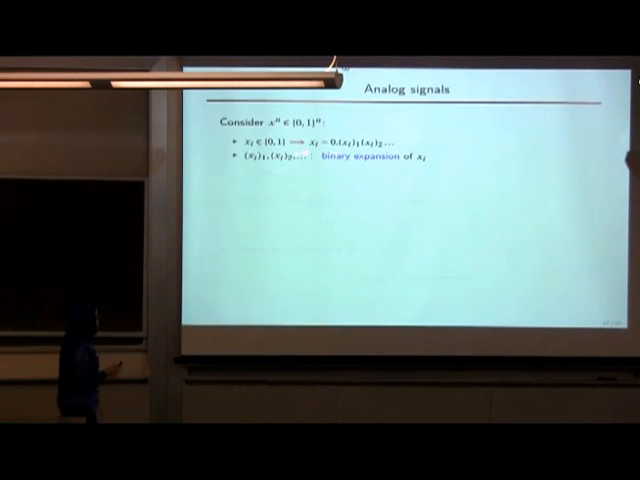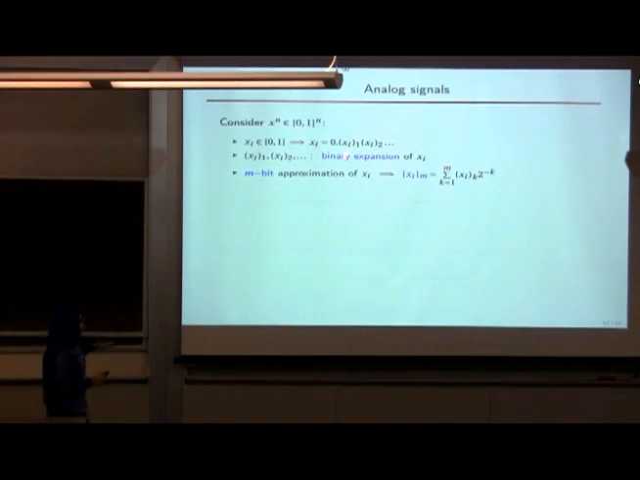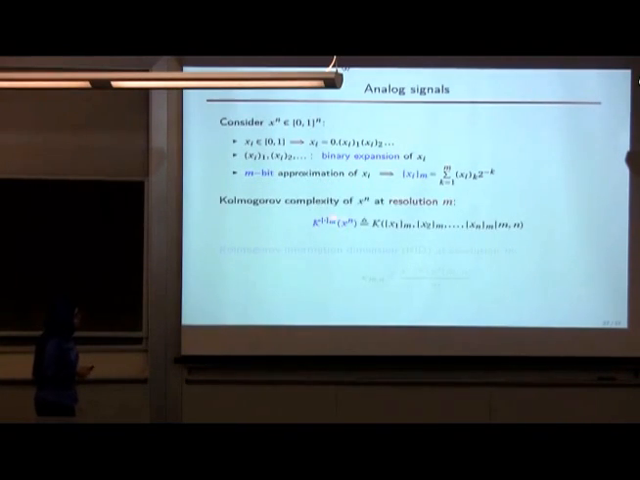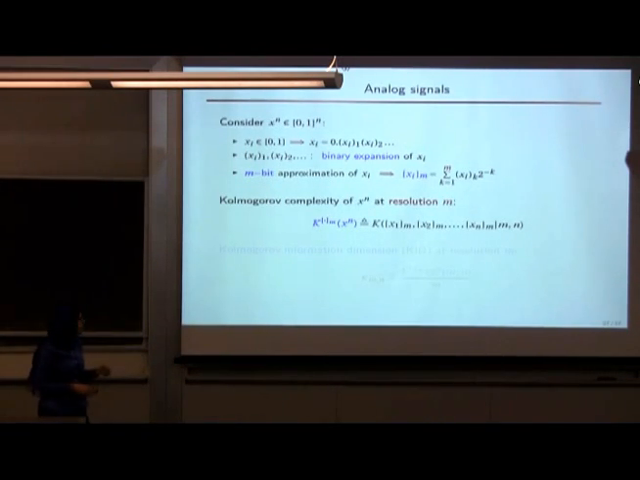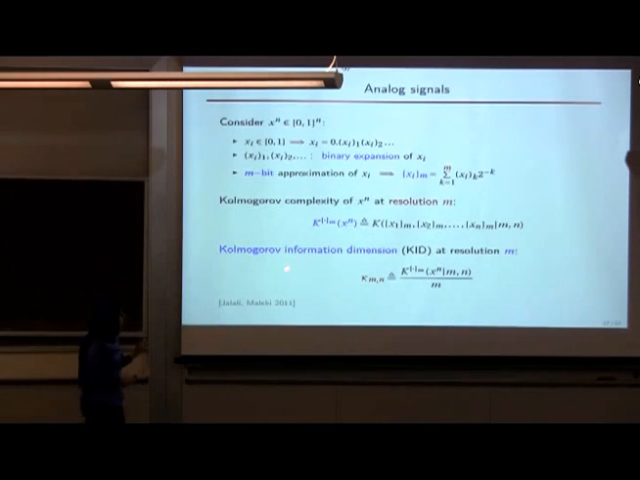Each component in x has a binary expansion, zeros and ones, and we define the m-bit approximation of x_i in this form. I take the first m bits in this binary expansion, the first m important bits. Now, we define the complexity of x^n at resolution m: I quantize every element in x in m bits, concatenate them, get a sequence of length mn, and look at the complexity of this long sequence. What we define as the Kolmogorov information dimension, or KID, is this complexity at resolution m normalized by m, the quantization level, the number of bits I'm taking in each binary expansion.